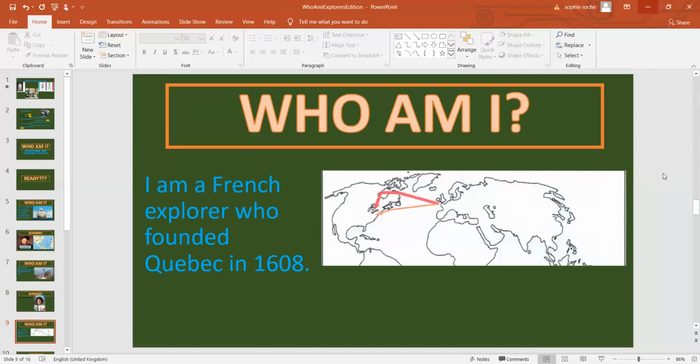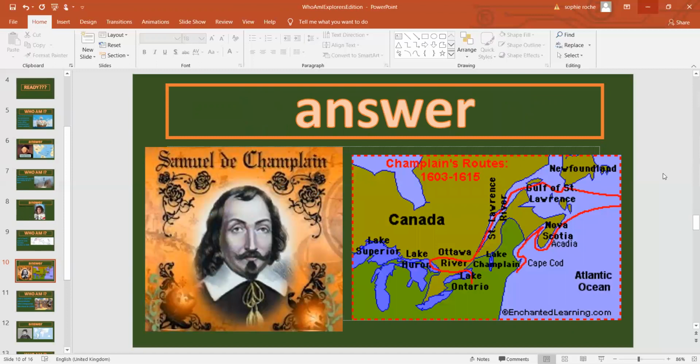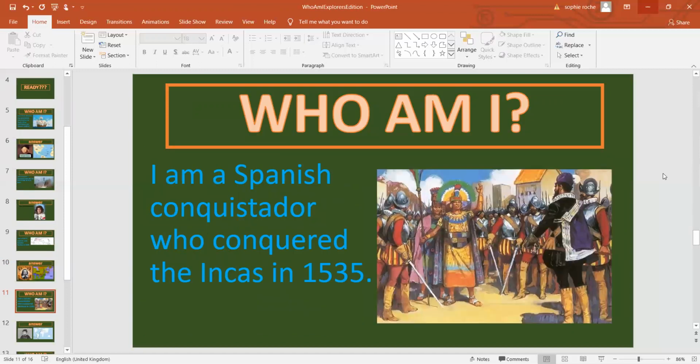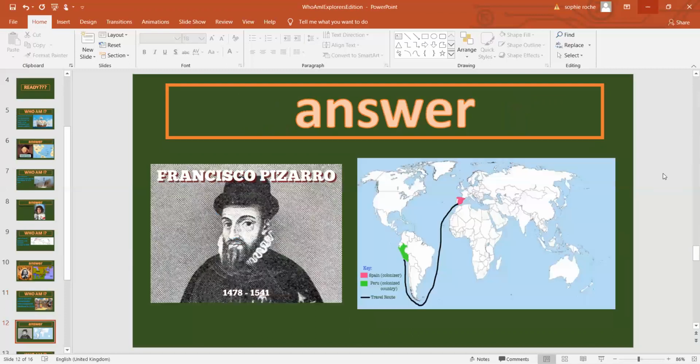Next one. Who am I? I am a French explorer who founded Quebec in 1608. Ooh, tricky one. It's Samuel de Champlain. Who am I? I am a Spanish conquistador who conquered the Incas in 1535. Who is it going to be? What do you think? It's Francisco Pizarro.